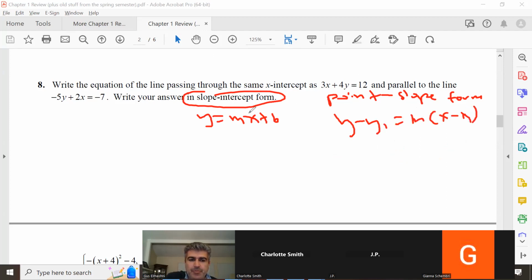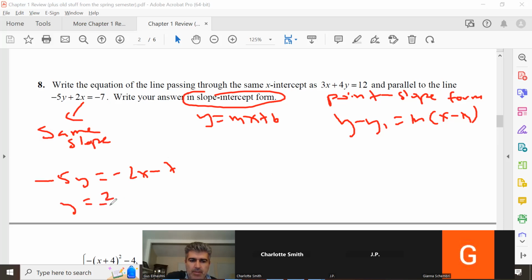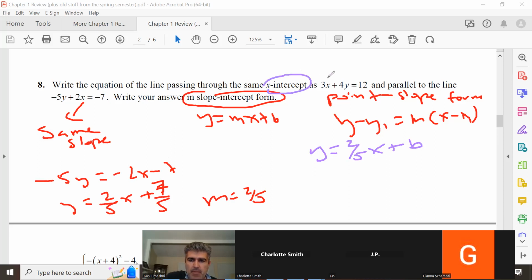But if we work it out, you want to be parallel to that line. So you have to have the same slope. So guess what? I'm going to isolate y here and extract the slope. Divide by negative 5, you get 2/5 x plus 7/5. So my slope here is 2/5. So now my equation would be y equals 2/5 x plus b. Now, I have to have a point that I can plug in. The point you're going to plug in is the x-intercept of this line.